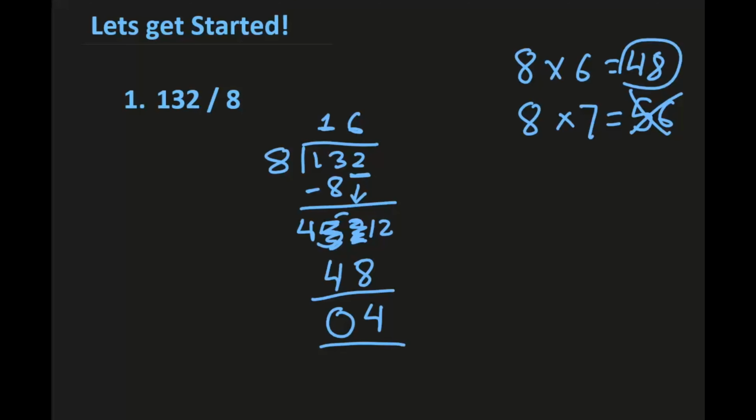That means our answer is 16 with the remainder of 4. So this is how you write the answer. That's the answer to our first problem.